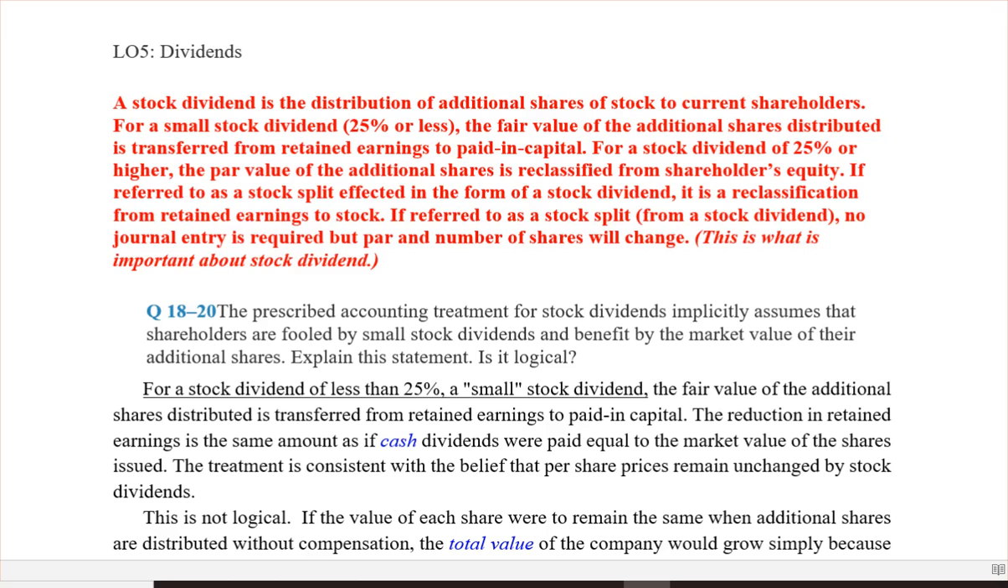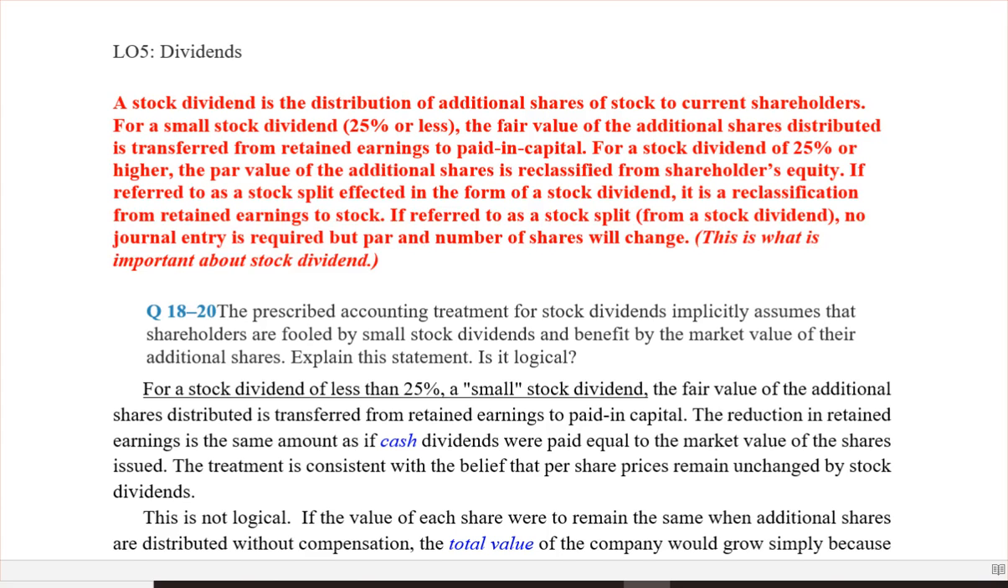So the next question says, the prescribed accounting treatment for stock dividends implicitly assumes that shareholders are fooled by small stock dividends, the benefit by the market value of additional shares. Is this logical?